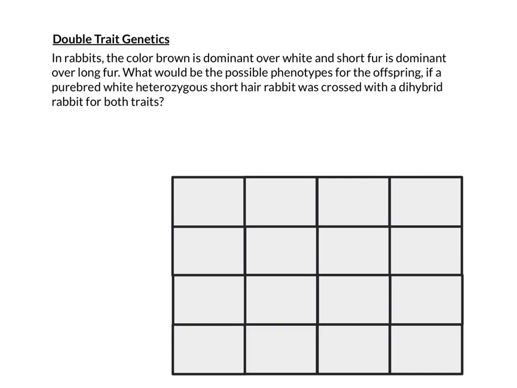So in the problem it says in rabbits the color brown is dominant over white and short is dominant over long. So make yourself a key where capital B will represent brown, lowercase b will represent white, and short over long. I will use the S and little s to represent that.